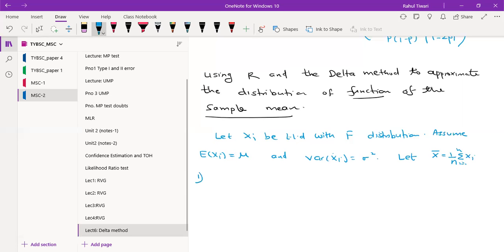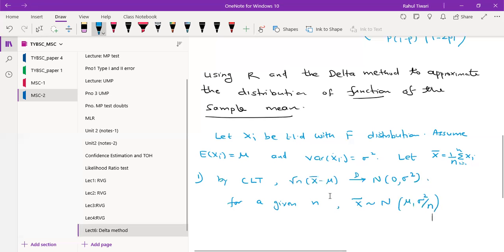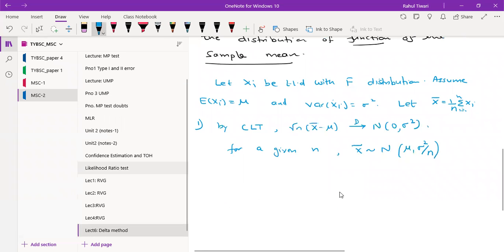So the first one: by CLT, we know that root n times (x bar minus mu) converges in distribution to normal with 0 comma sigma square, and for a given n, the distribution of x bar follows normal with mu comma sigma square by n. This result you know very well, because by the central limit theorem the distribution of your x bar is this, right? It is very simple.